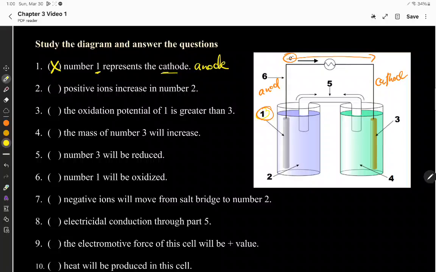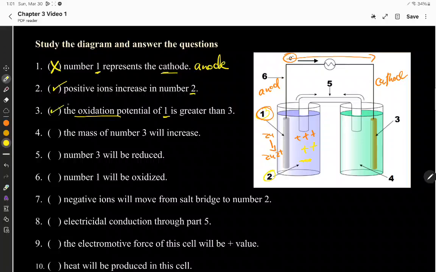Question 2: positive ions increase in number 2. In this solution, the positive ions increase. Yes, true, because the anode will be oxidized. For example, if this is zinc, it is going to become zinc 2 positive, so the positive ions here will increase. This is a correct statement. Next: the oxidation potential of 1 is greater than 3.